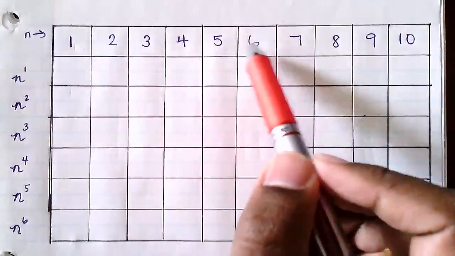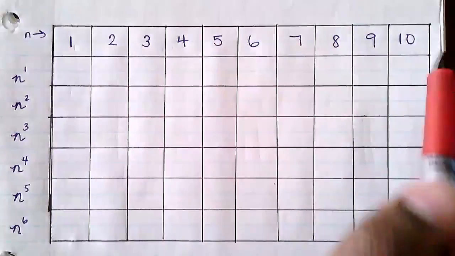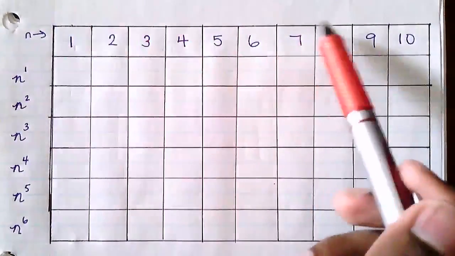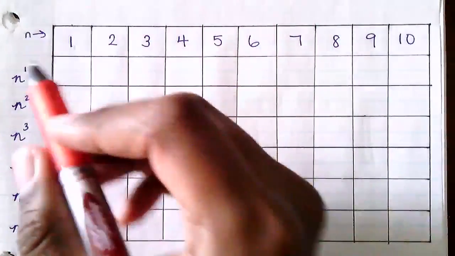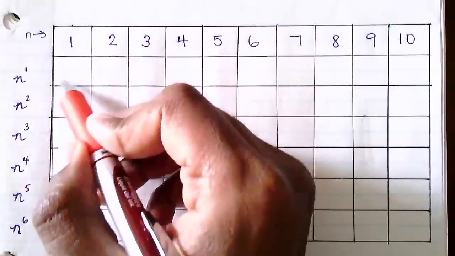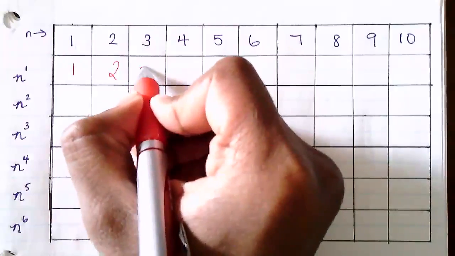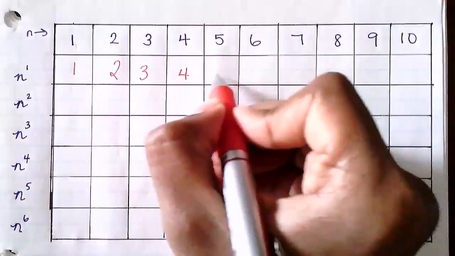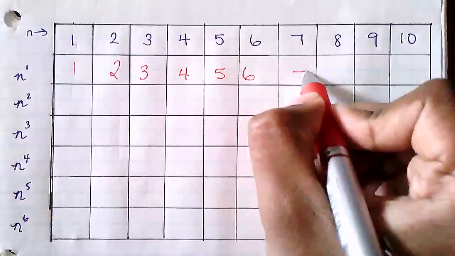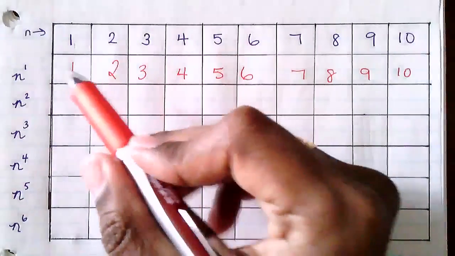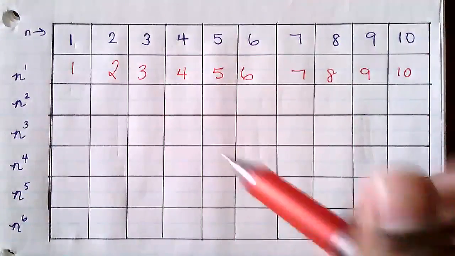Along the top, I have different numbers, so 1, 2, 3, all the way to 10. And here I have n to the power of a number. These are your n values. So we're going to work through this. N to the power of 1. So 1 to the power of 1 is just 1. 2 to the power of 1, 2. 3 to the power of 1, 3. 4 to the power of 1, 4. 5, 6, 7, 8, 9, 10. So we know any of these numbers to the power of 1 will equal those numbers.